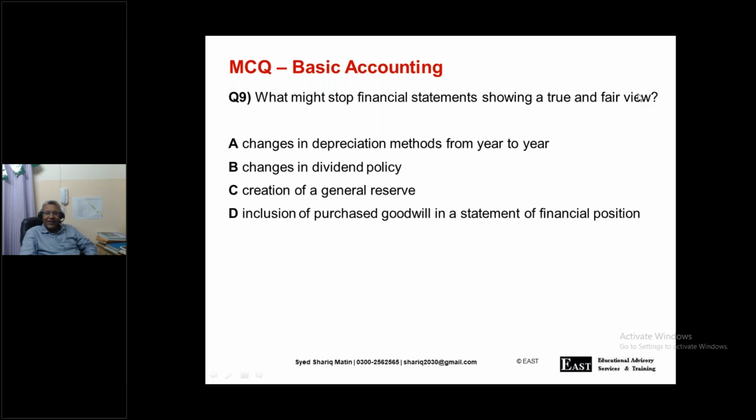Okay, sir. So changes in depreciation method means that you're no longer following the consistency method. Hence, the true and fair image is not shown. So the answer is option A. Right, great. As Dua said, we are not following the consistency concept, so it can't be a true and fair picture of the company's performance. Thank you, Dua.